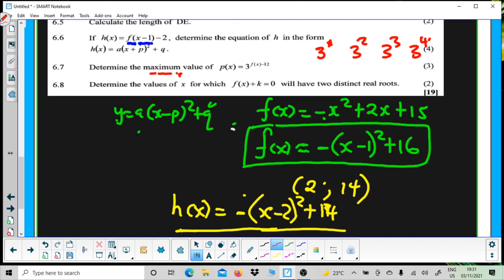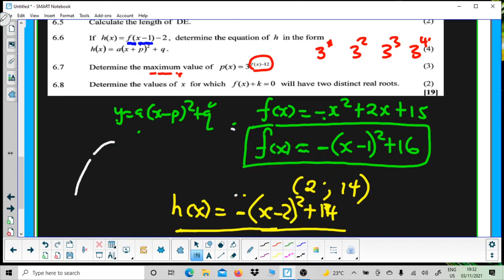We want this part here, function of x minus 12, to be as big as possible. So for that to work, you need to find the maximum value of function of x. Because if you use a small value for function of x, when you say minus 12, do you see what's going to happen? It's going to become a small number. So we want the exponent to be as big as possible. And for the exponent to be as big as possible, we need the maximum value of function of x.